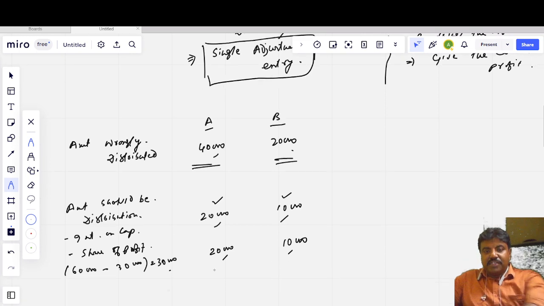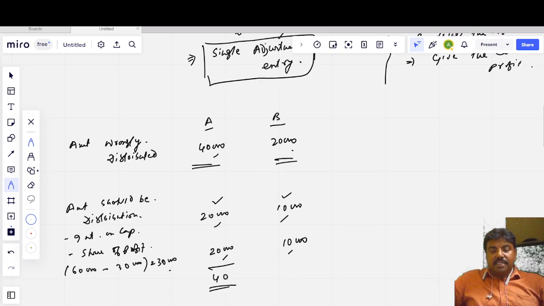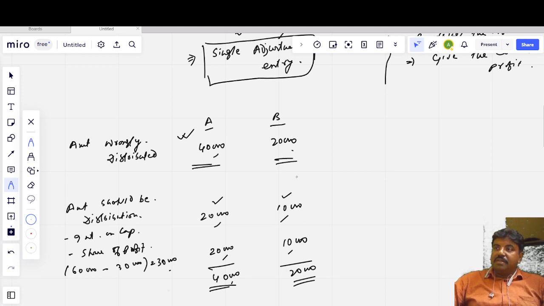Now look at this situation. A should get 40,000 and B should get 20,000. Now you must be thinking that both the amounts are the same. See, this was the wrong distribution. But if the profit was correctly distributed, then also A would have got 40,000 and B would have got 20,000. So the wrong distribution has ultimately given the correct amount. So no adjustment entry is required in this example.